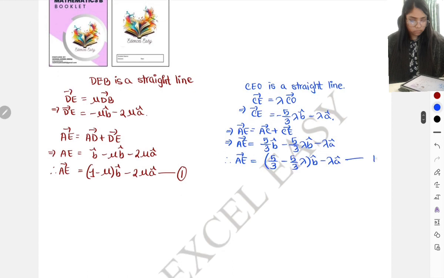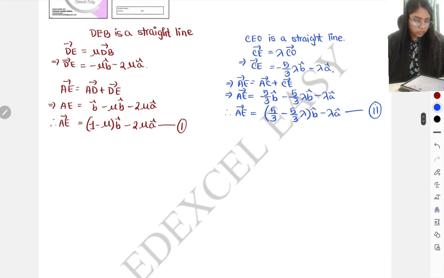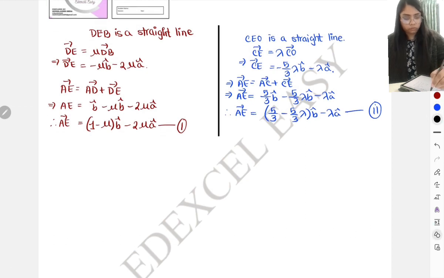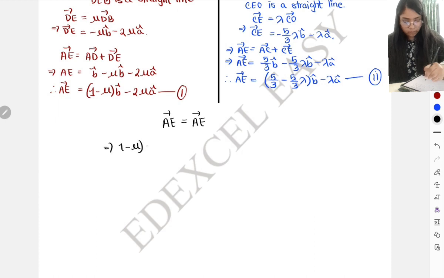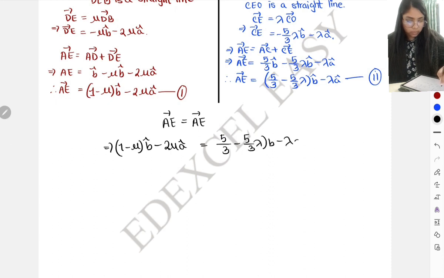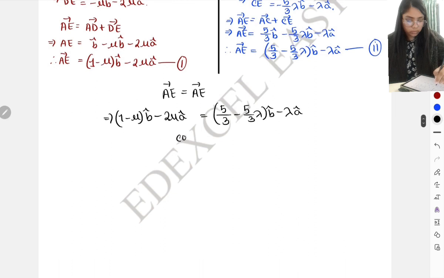Okay, so this is the second equation now, right? After this, we are obviously going to write AE equals AE, and this is how the expression would look. For the first AE, we have (1 minus mu) b minus 2 mu a. And for this part, we have (5 by 3 minus 5 by 3 lambda) b minus lambda a. Right? Okay, so now we'll start the comparing.